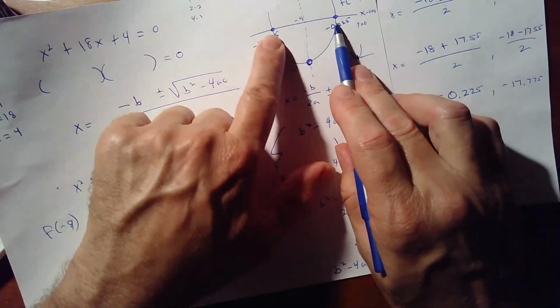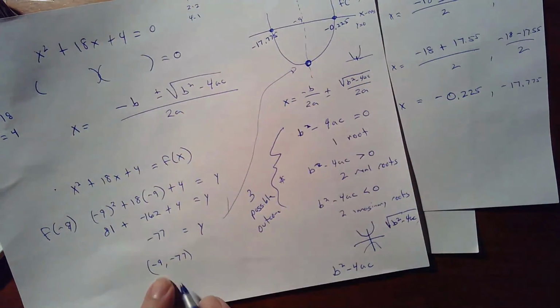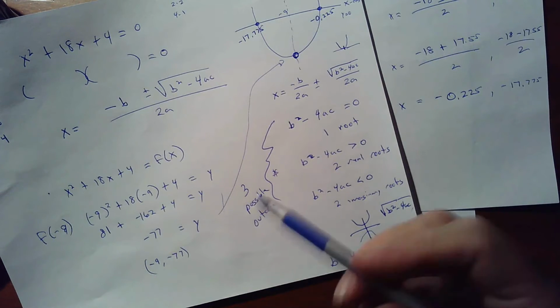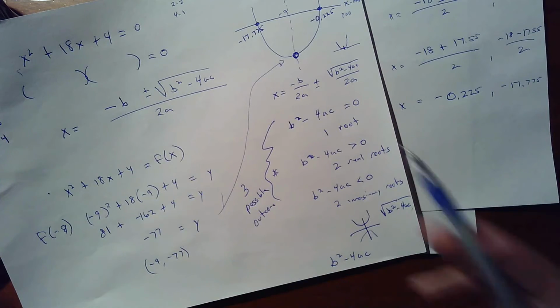There they were. We had that line of symmetry, which we just proved, and then we evaluated that point to be negative 9, negative 77. And we could plug this into something like Desmos, plot it and see that you're going to get the same thing.